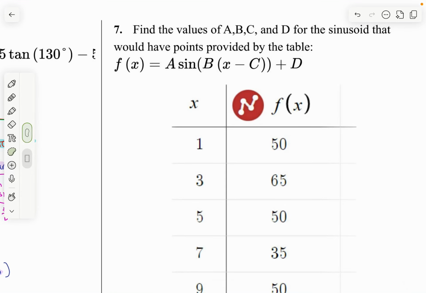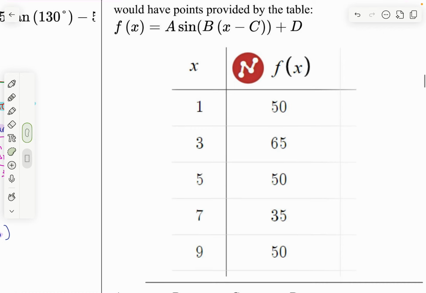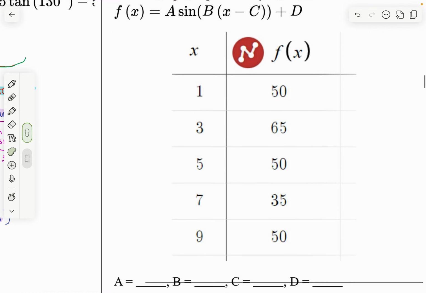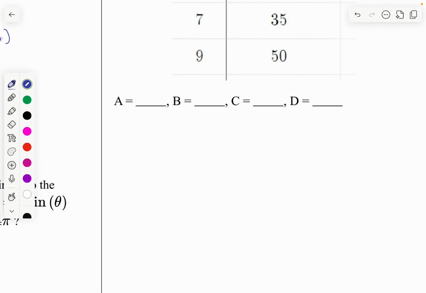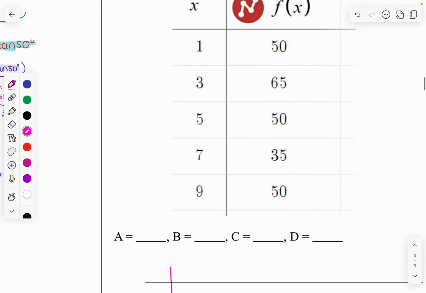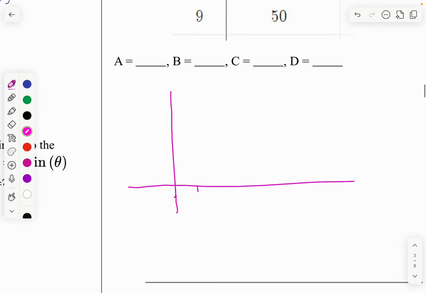Okay, I gotta find points A, B, C, and D for the sinusoid that would have the points in this table. Most people find it helpful to just make a quick sketch. It doesn't have to be brilliant or anything, but just plot points that are good enough. So for example, my x-axis, I got 1, 3, 5, 7, 9.